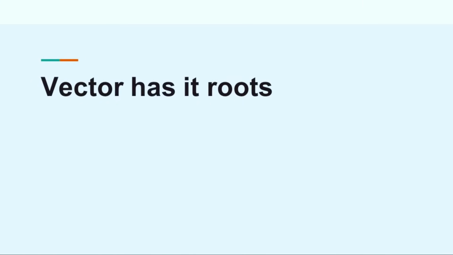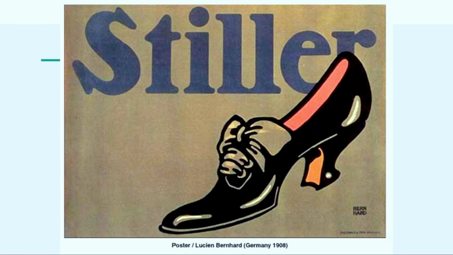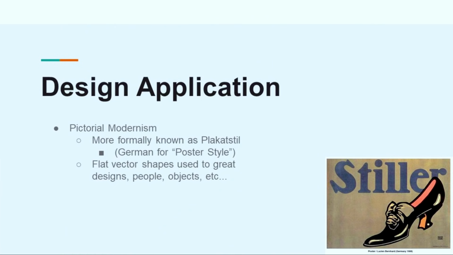All right, the next thing we're going to move into is where we start to see some of this vector illustration come from. So what is the rise of vector illustration? And I love this movement. This is a piece by Lucian Bernhard. I love his work. It is more formally known as pictorial modernism and also Plakatstil. It's German for poster style. This is where we get our flat vector shapes used in great designs, people, objects, etc. So I really enjoy this movement, and if you're interested in getting more deep into vector illustrations, then definitely go look at pictorial modernism, Plakatstil, and the work from Bernhard.